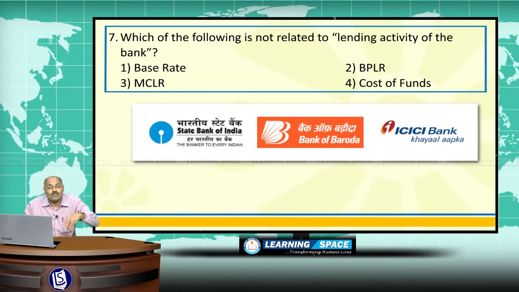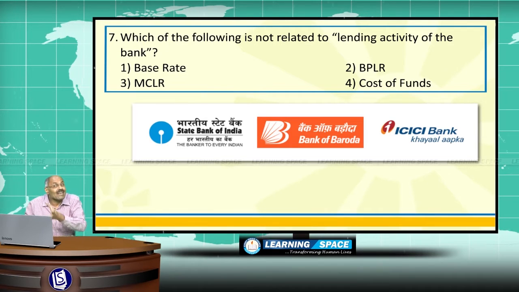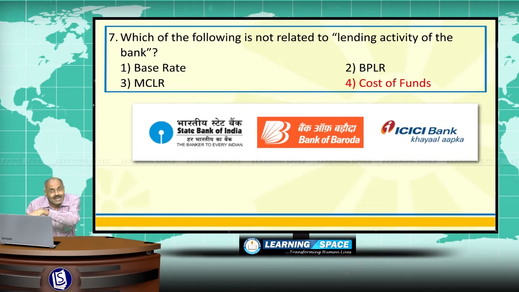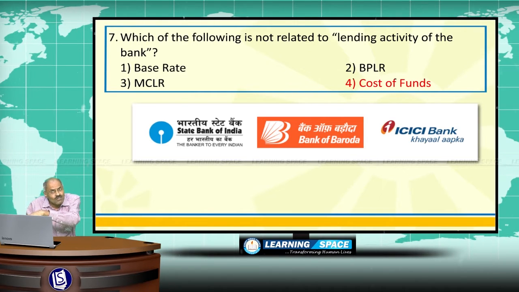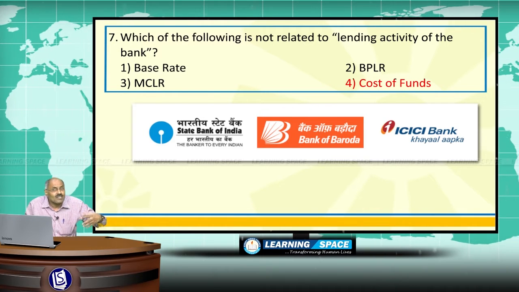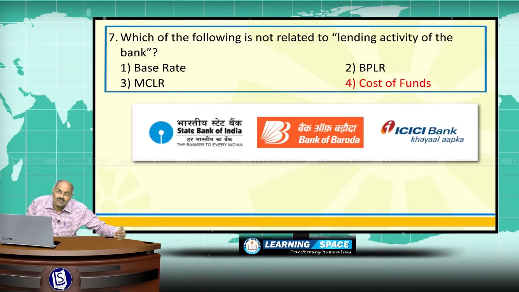From April 1, 2016, MCLR will be in operation. So, base rate, BPLR, MCLR pertain to the lending activity of the banks, but cost of funds is not related to lending activity. Cost of funds is related to deposits. That is the average interest rate which the banks are required to pay to the depositors.